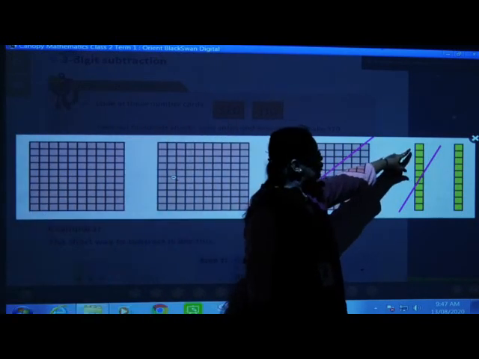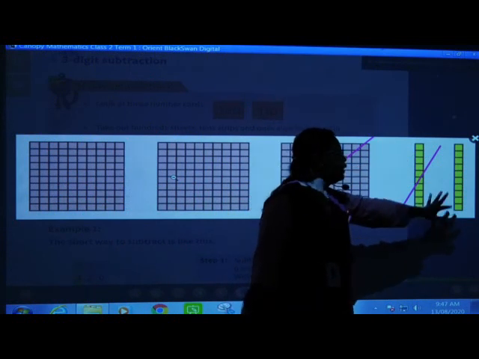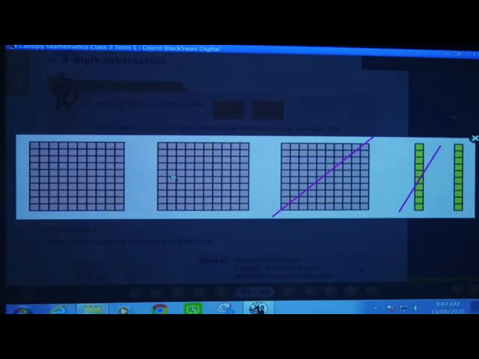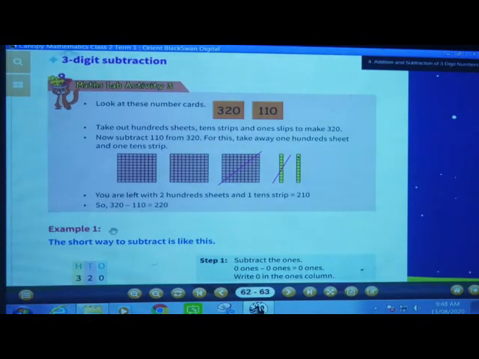This is of 20. 10 and 10, 20. So 320. Now what you want to do? We want to take out 100 sheets, 10 strips and 1 slips to make 320. Now see. You are left with 200 sheets and 10 strips, that is 210. So 320 minus 110 is equal to 210.